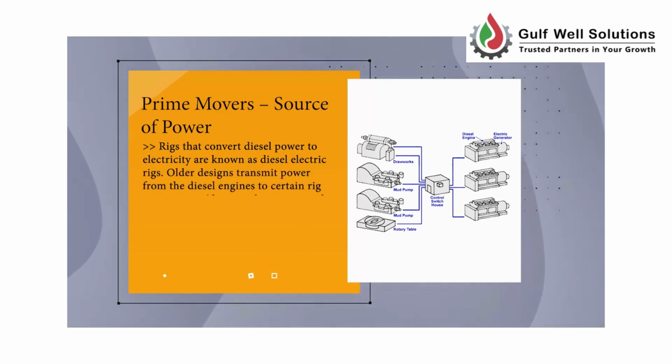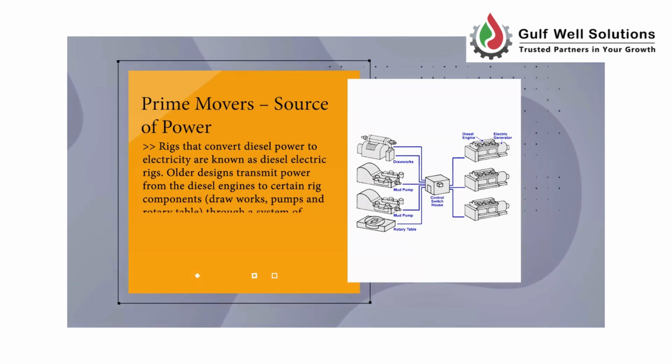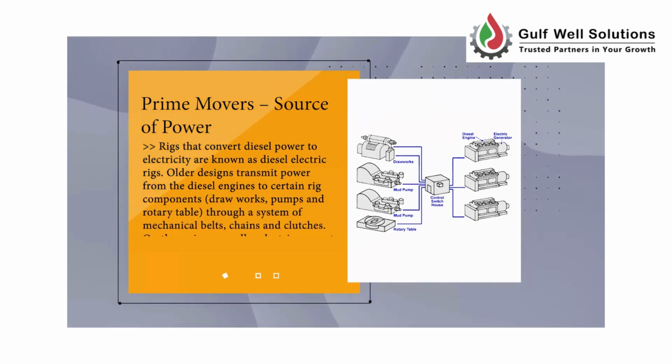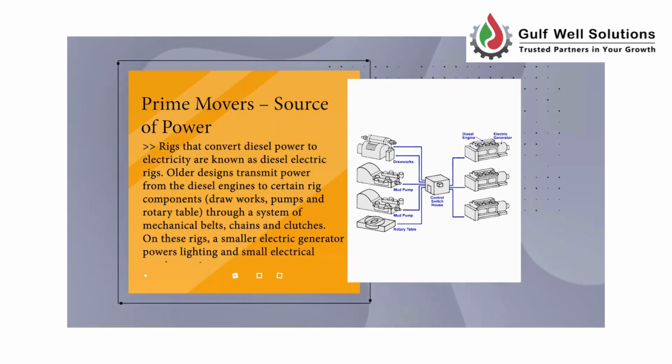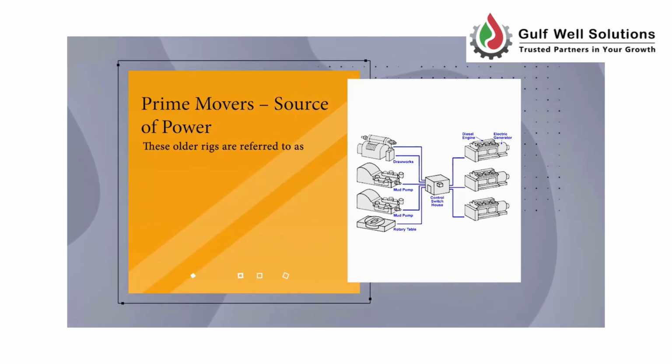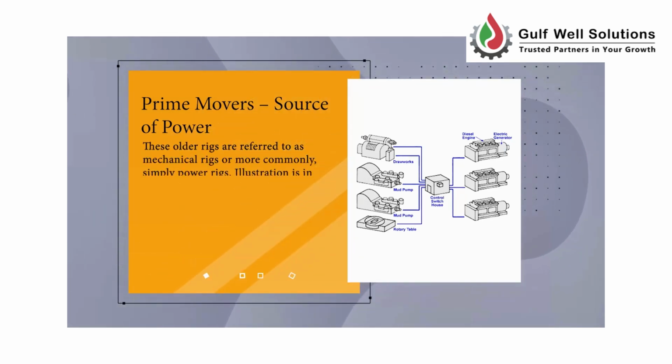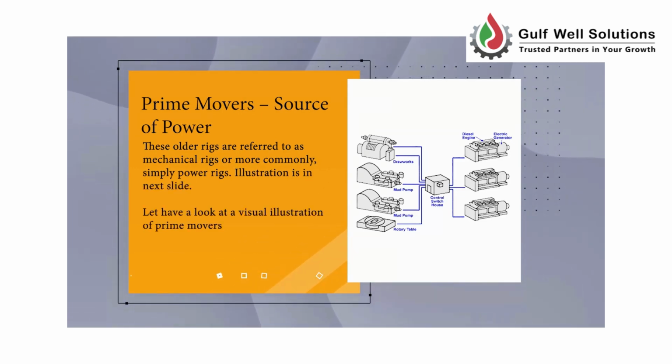Older designs transmit power from the diesel engines to certain rig components, drawworks, pumps and rotary table, through a system of mechanical belts, chains and clutches. On these rigs, a smaller electric generator powers lighting and small electrical requirements. These older rigs are referred to as mechanical rigs or, more commonly, simply power rigs. Illustration is in the next slide. Let's have a look at a visual illustration of prime movers.